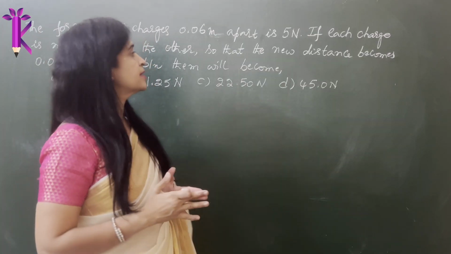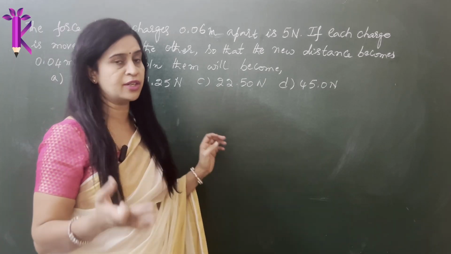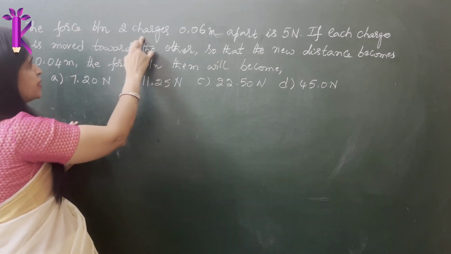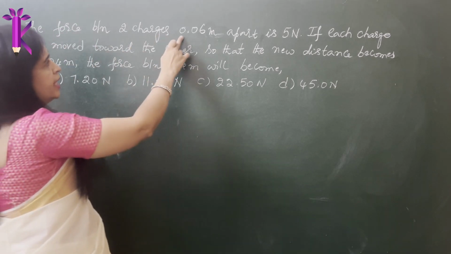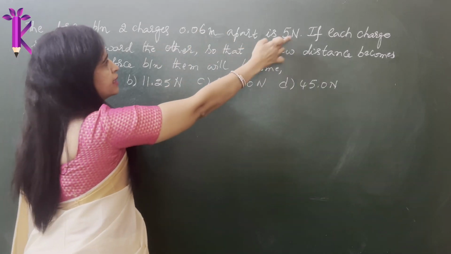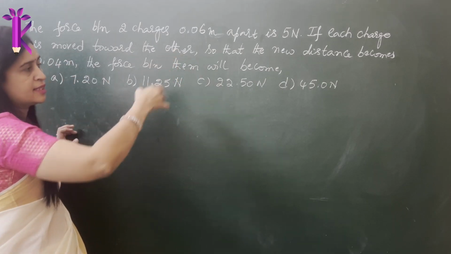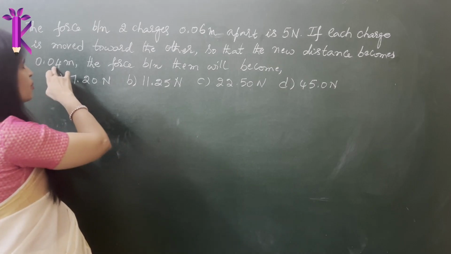Well, as usual, this is another very interesting numerical, but along with concept, you have numbers here. So let's try to solve it. The force between two charges, they're not mentioned, you can assume them to be Q1 and Q2, is 0.06 meter apart. Okay, they were 0.06 meter apart, and the force is given to be 5 Newton. If each charge is moved toward the other, which means you are reducing the distance, so that the new distance becomes 0.04 meters.